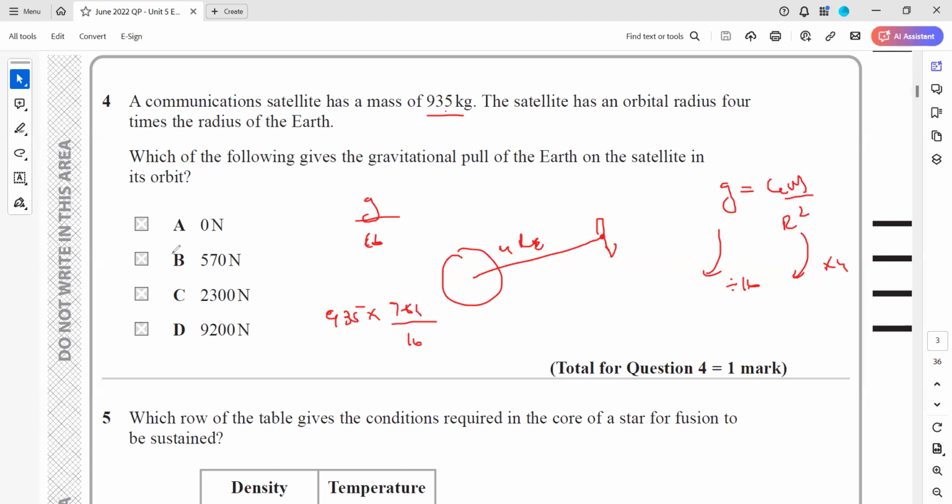So that matches with 935 times 9.81 divided by 16, which is 573. So B will be the right answer.